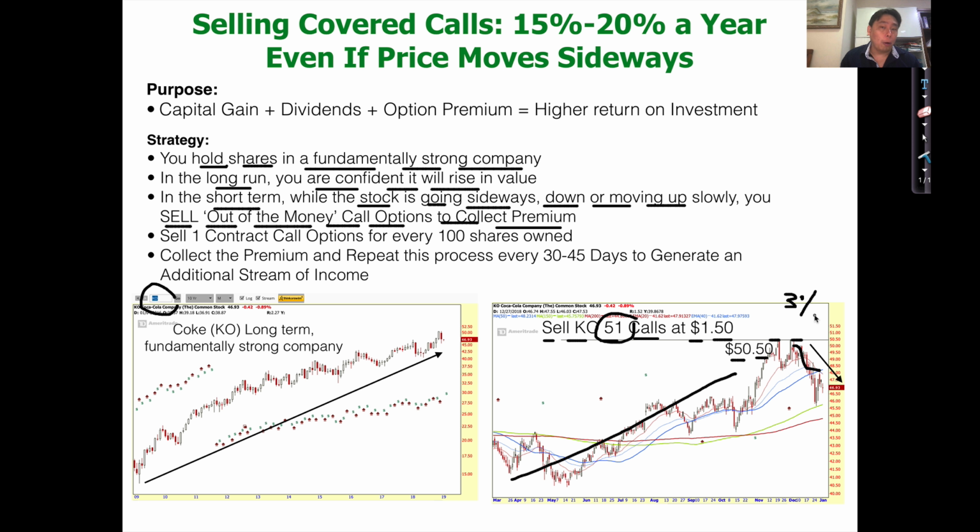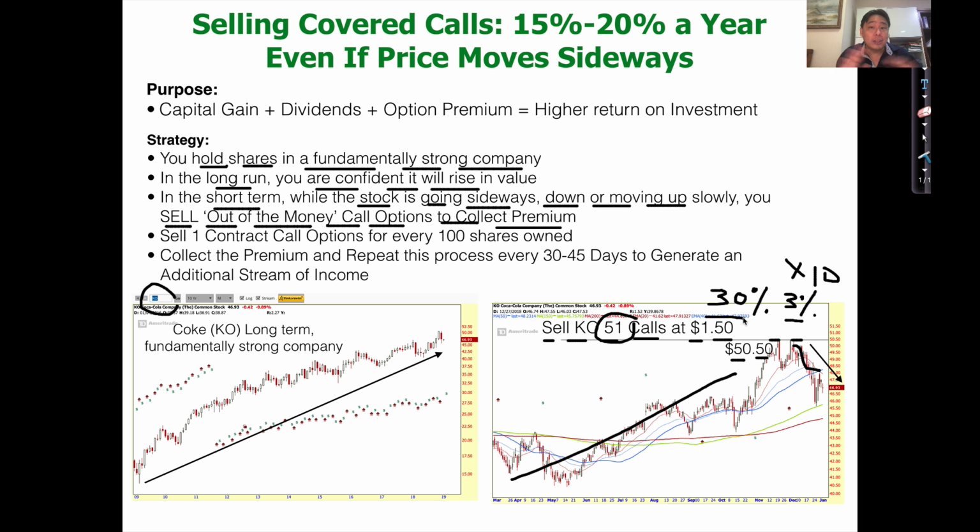and you sell the call options that expire in about 30 to 45 days, which means in 30 to 45 days, the option expires and you're no longer obligated, but you collected the $1.50 of free money in a sense. So you made 3% in 30 days. Now, if you do this every month and you multiply that by, say, just 10 months, not even 12 months, that's an additional 30% return on your investment portfolio.